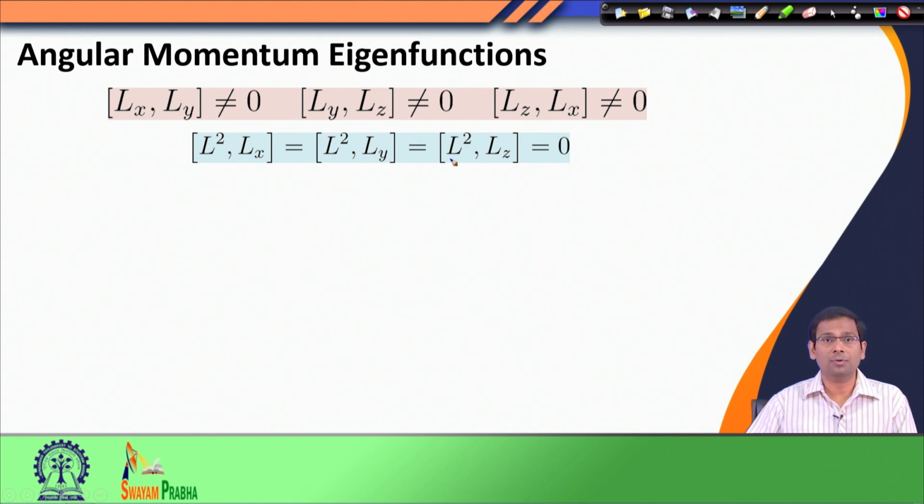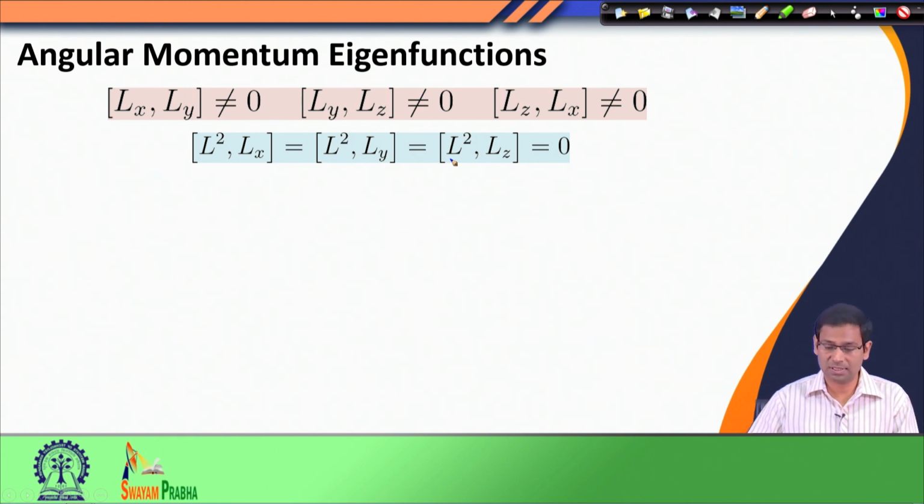However, when they commute, we can have a common complete set of eigenfunctions for these two operators. Therefore, we cannot simultaneously determine the value of Lx, Ly or Lx, Lz or Ly, Lz, whereas we can determine simultaneously and precisely the value of either L square and Lz, L square and Ly, or L square and Lx. So, we have to make a choice.